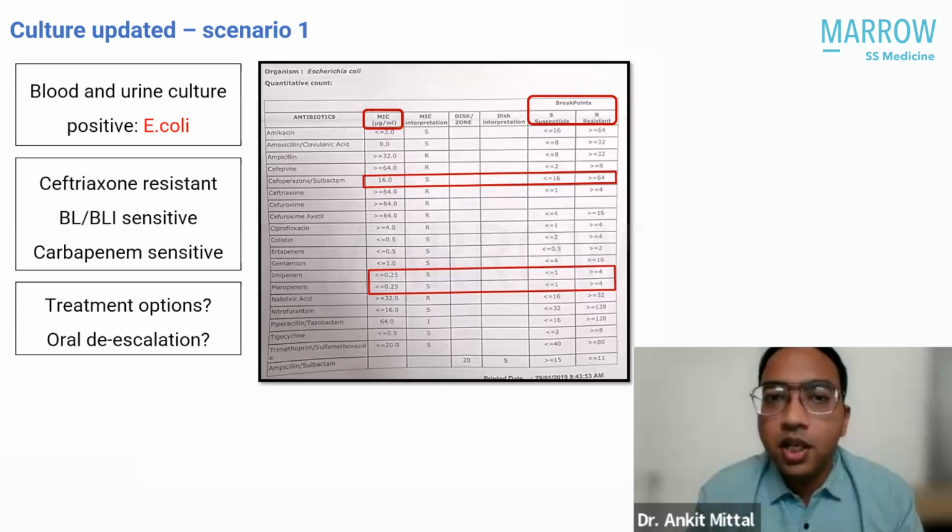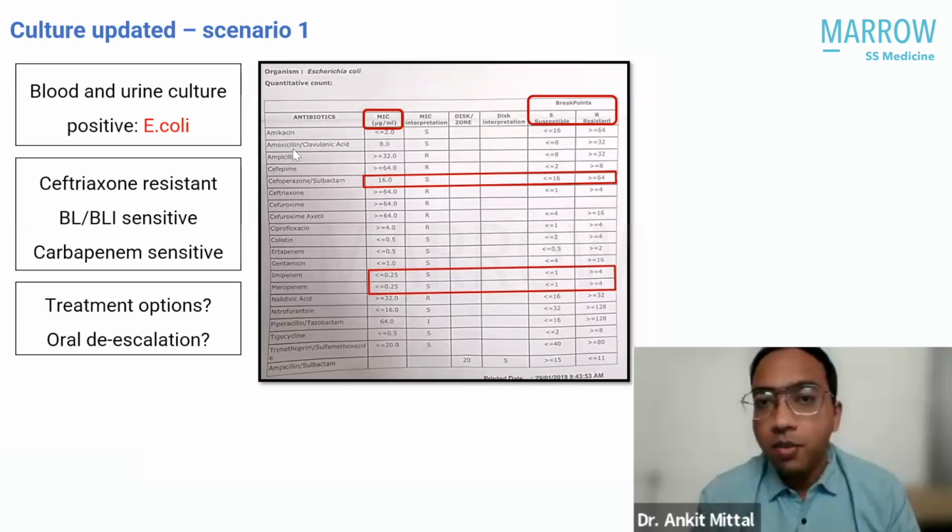You think that the patient can take oral medication. So what is going to be your choice in this case? Now we see that ciprofloxacin is resistant. So fluoroquinolones are out. The other oral option is amoxiclav. But like I said, amoxiclav is not going to be a good choice in this patient.